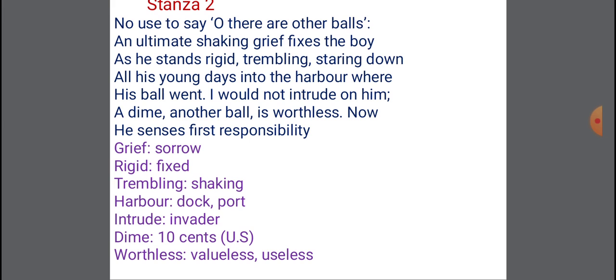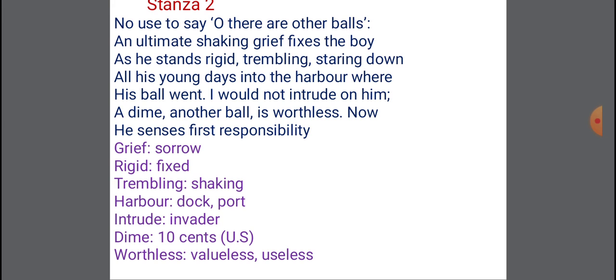So difficult words are there. Grief means sorrow. Rigid means fixed. Trembling means shaking. Harbor means dock or port. Intrude means invader. Dime, 10 cents, in the United States of America, that is, you can say a dollar. Worthless means valueless, useless. So these are some of the difficult words and their meanings.